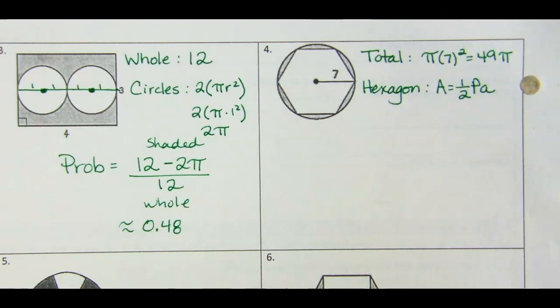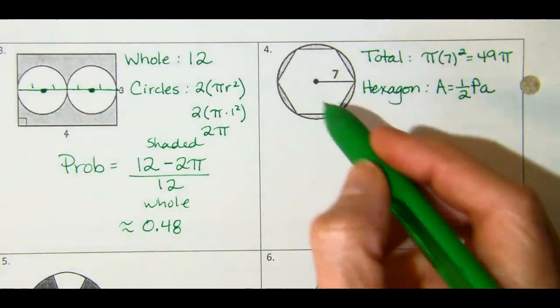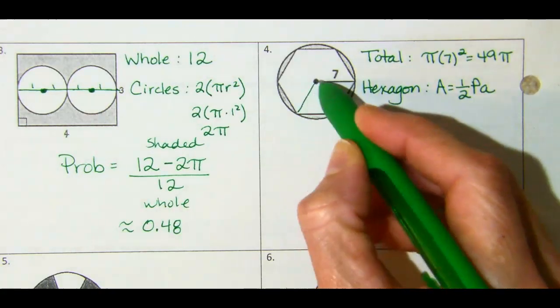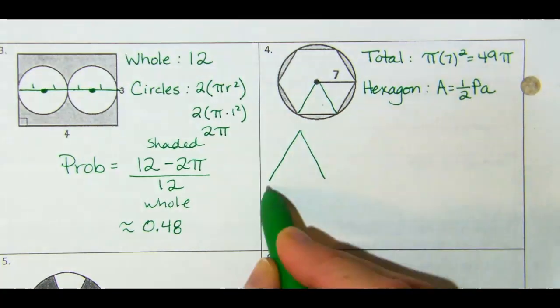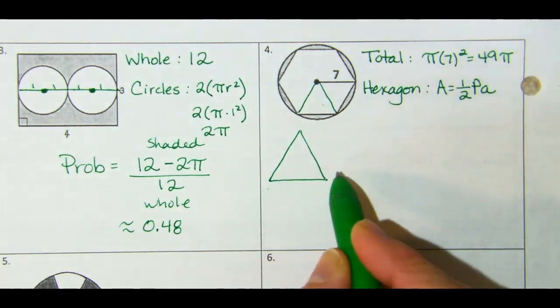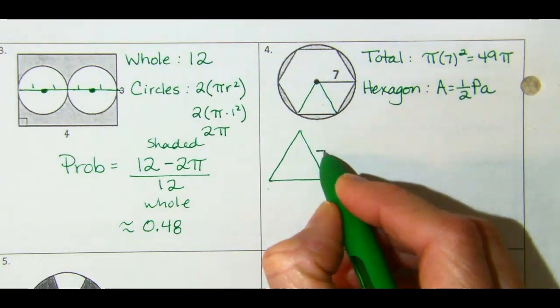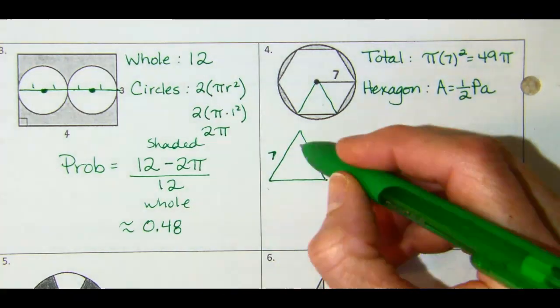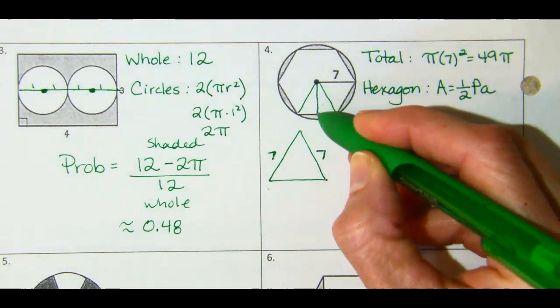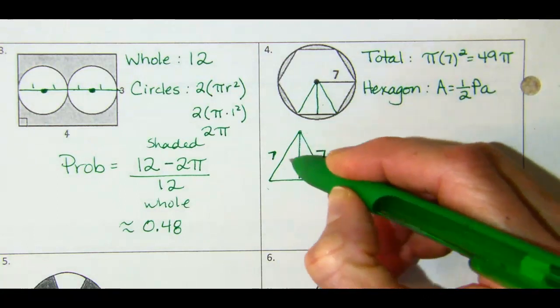We don't know the perimeter and we don't know the apothem, but we can find those. So I am going to simply extract one of these triangles out. We know this side is 7. We know this side is 7 because it's the radii. We also know if I drop this, this is going to be the apothem.